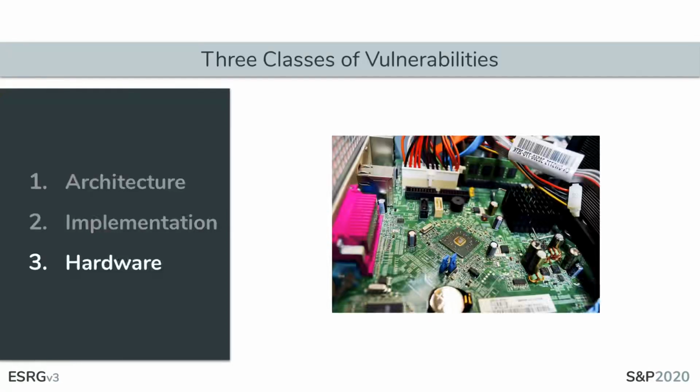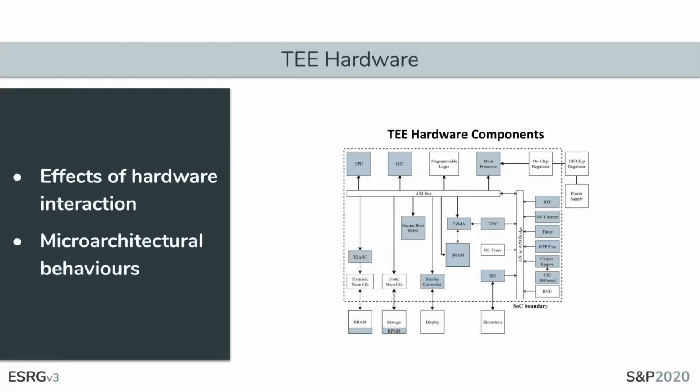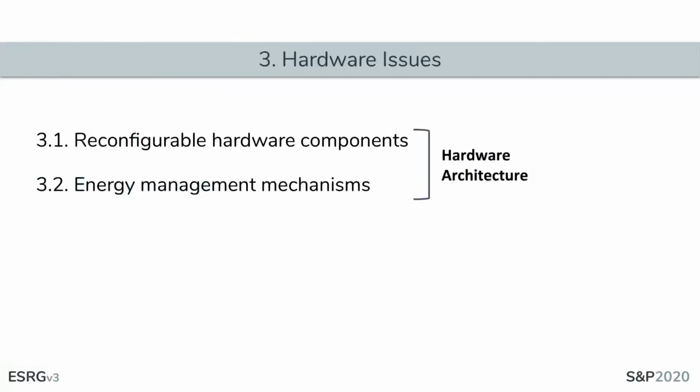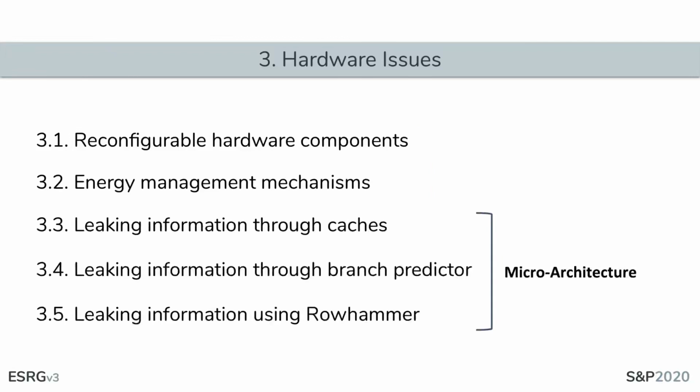Now, let's talk about the hardware, the last main source of errors in TEs. TE programmers must be aware of the effects of interfacing the hardware components and must also consider the microarchitectural behavior of the platform in which they execute. These are the hardware issues we identified in TEs. It's possible to attack TEs by leveraging reconfigurable hardware components and by maliciously manipulating energy management mechanisms. Also, it's possible to obtain secrets from the TE by exploiting cache side channels, hardware buffers, and performing cross-world rowhammer attacks. Let's look at a couple of these problems.